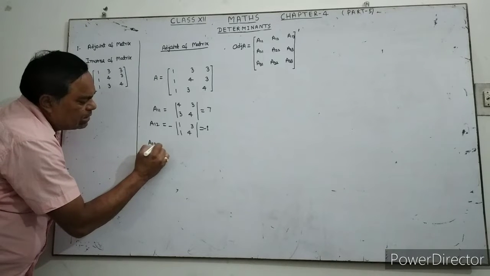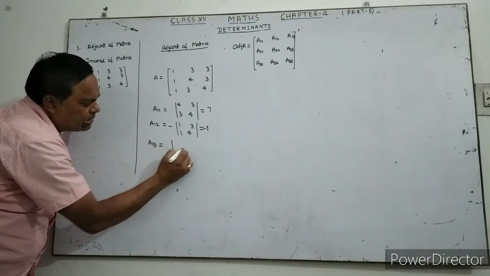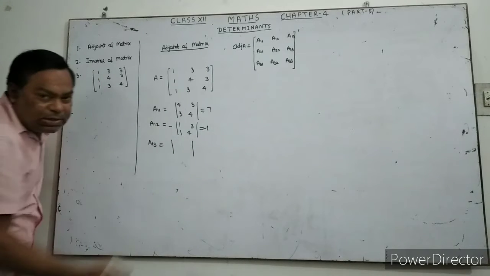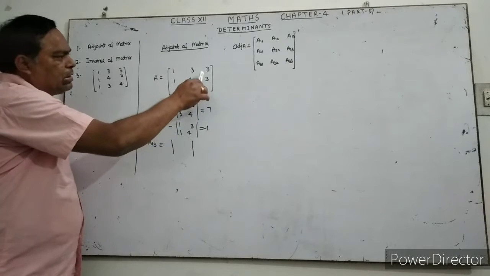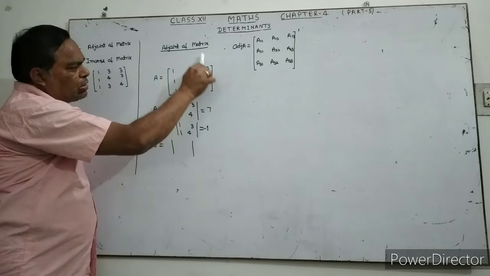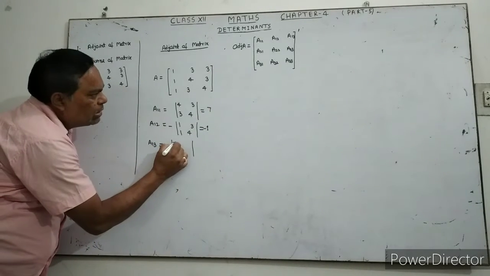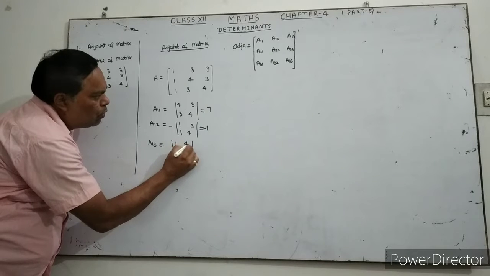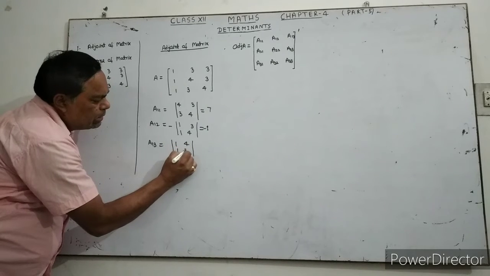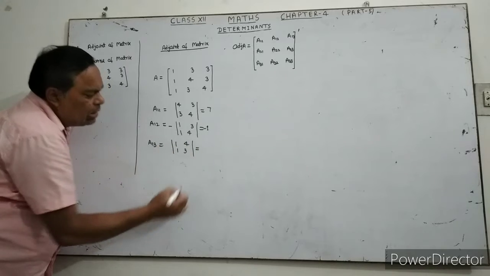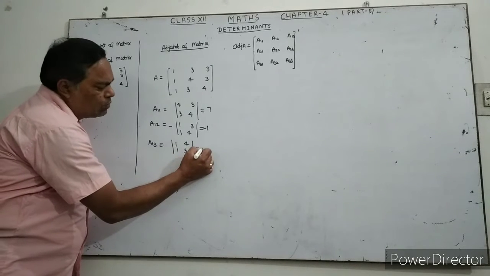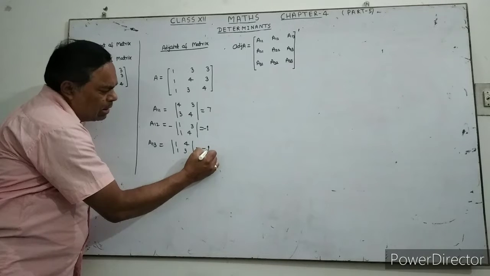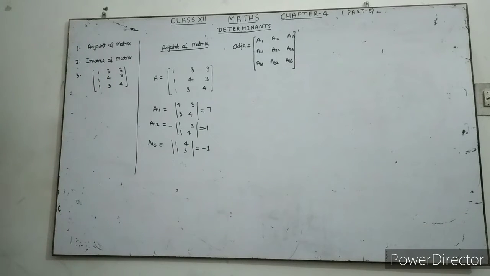A13. This is plus. Why plus? We discussed it in the previous lecture. Forget this row and this column. Then we have 1, 4, 1, 3, which is 3 minus 4, which is minus 1.